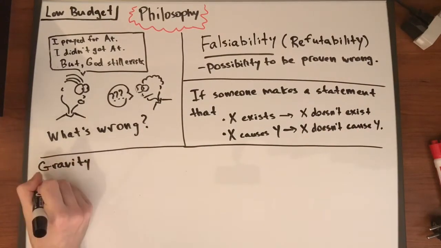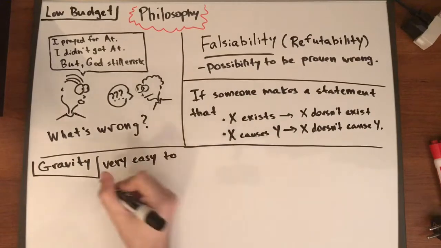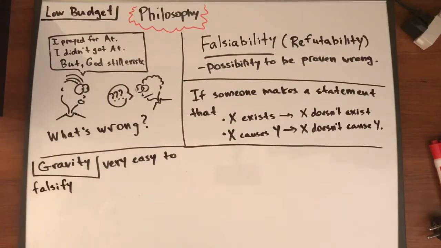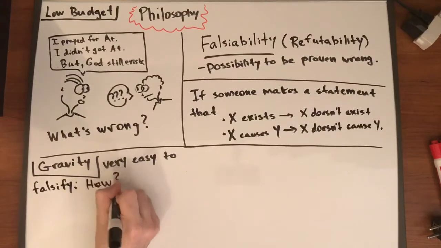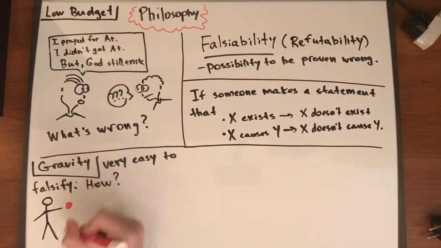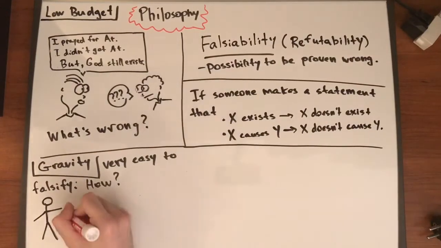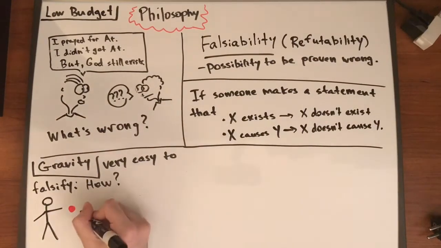Let's look at an example of a statement that can be easily falsified. Gravity. It's very easy to falsify gravity. The question is how? Well, for example, take any object, hold it in your hand, and let it go. What would you expect to see? Well, if gravity is true, you would expect to see the object falling down on the table. But if gravity is false, the object wouldn't move at all. And this is how you falsify gravity.